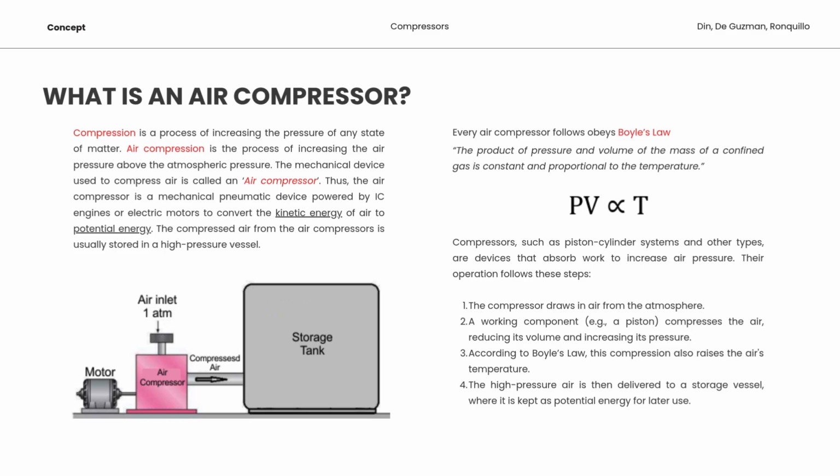Compressors, such as piston cylinder systems and other types, are devices that absorb work to increase air pressure. Their operation follows these steps. First, the compressor draws in air from the atmosphere. Second, a working component, like a piston, compresses the air, reducing its volume and increasing its pressure. Third, according to Boyle's law, this compression also raises the air's temperature. And lastly, fourth, the high pressure air is then delivered to a storage vessel where it is kept as potential energy for later use.